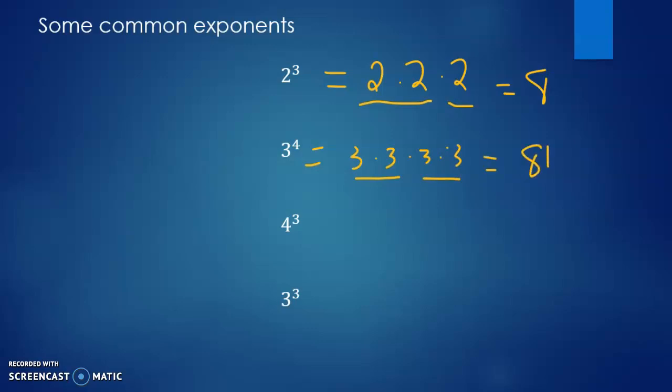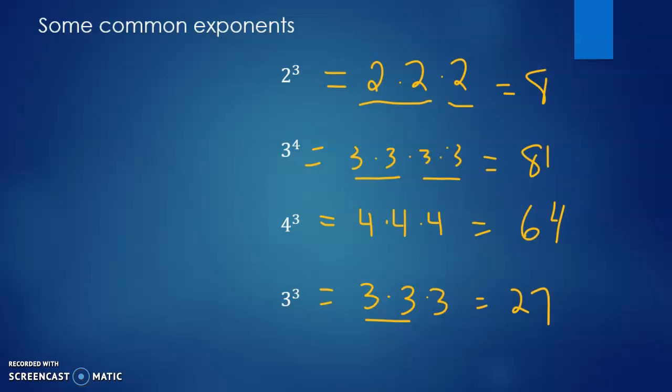This is what we mean by exponents. 4 to the third expanded out would be 4 times 4 times 4, and 4 to the third is 64. 3 to the third would be expanded out to 3 times 3 times 3. 3 times 3 is 9, times 3 is 27.